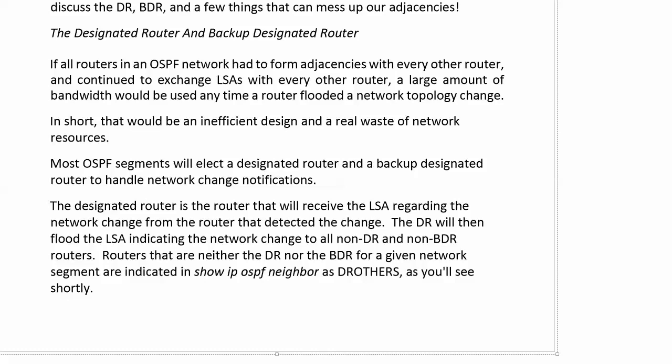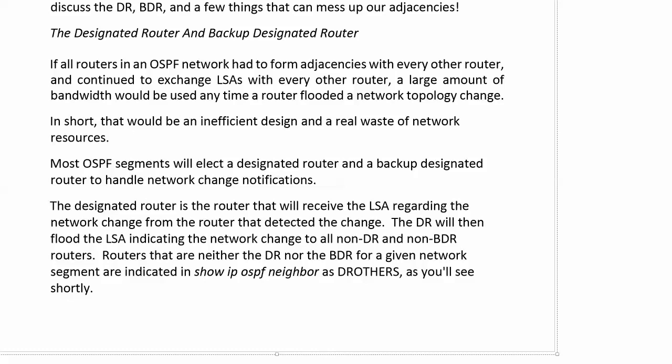But most OSPF segments are going to elect a designated router and a backup designated router to handle network change notifications. When you see the word elect and you're studying for a Cisco exam, there's an election going on. We've got to know the rules, and we're going to master those. But first, a note here about that DR.